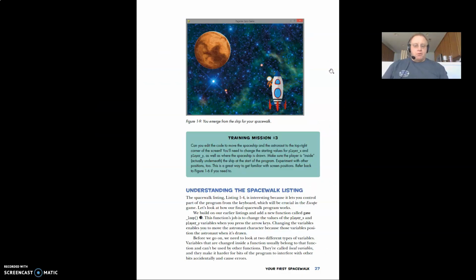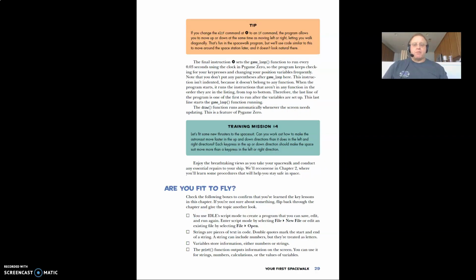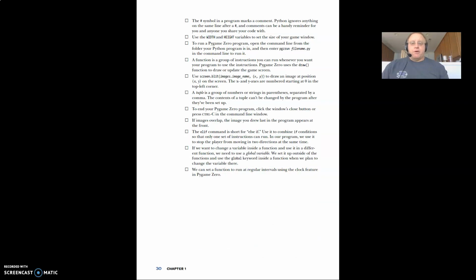All right, and so the spacewalk listing, again, you have another little training mission here. Try to figure that out on your own. And it talks about what's happening in the spacewalk listing on pages 27 and 28. So kind of read that and make sure you understand what's going on. And then this is an interesting tip here. And then you have a final training mission, and then our checklist for chapter 1. So go through the checklist and make sure you understand those pieces that you learned about in chapter 1.